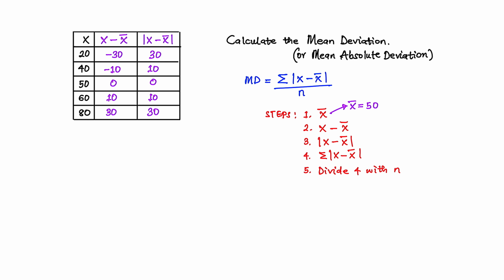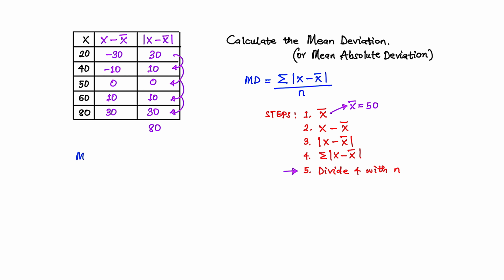Next, we move on to step 4, which says we take the sum of the absolute value of x minus x bar. So we take the sum of this column, we say 30 plus 10, the answer we add it to 0, the answer we add it to 10, and the answer we add it to 30. When we take the sum, we will have 80. Now we can move on to step 5, which is to divide the step 4 with n. That is, now we can apply the formula in full.